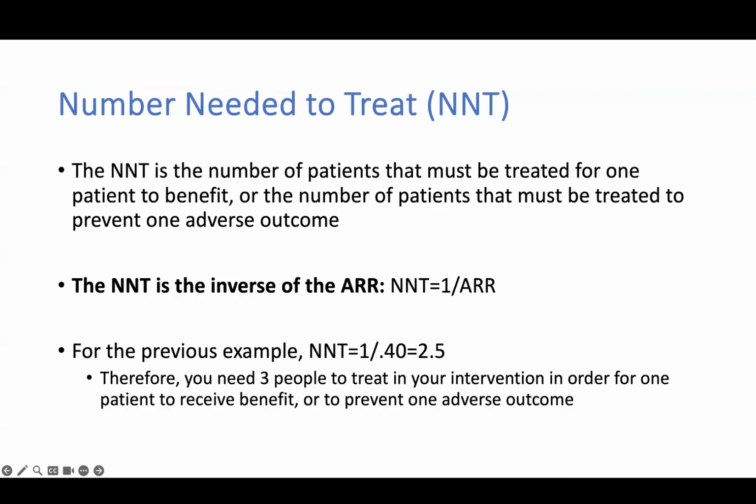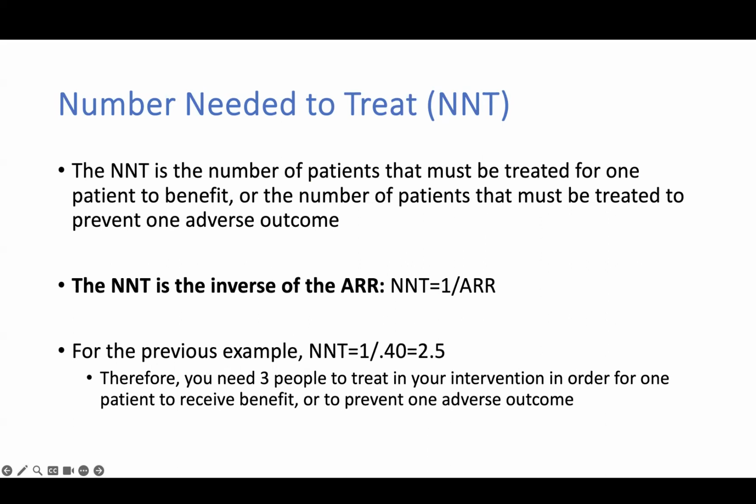The number needed to treat, NNT, represents how many patients need to be treated to achieve one additional favorable outcome, or conversely, to prevent one adverse event. It is a crucial measure for translating the effect of an intervention into practical terms, indicating its efficacy. To calculate the NNT, we take the inverse of the absolute risk reduction, ARR, which we discussed previously.